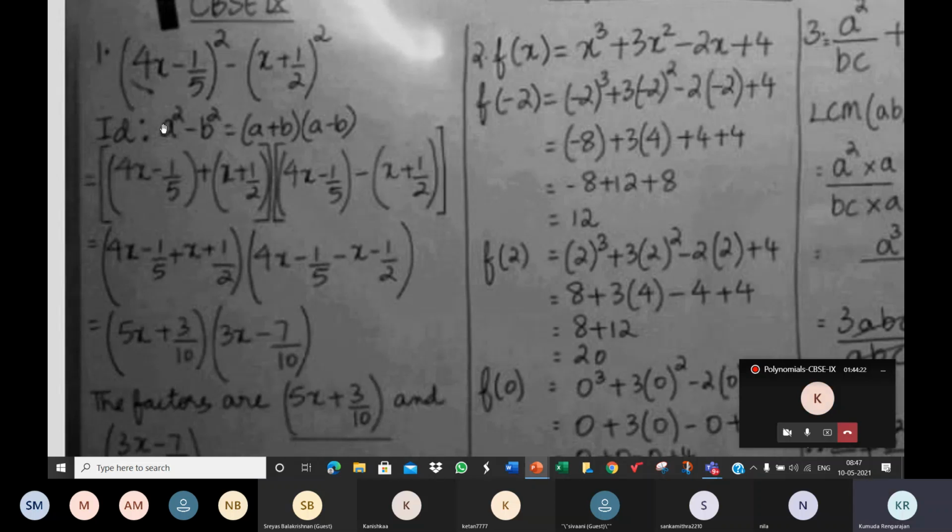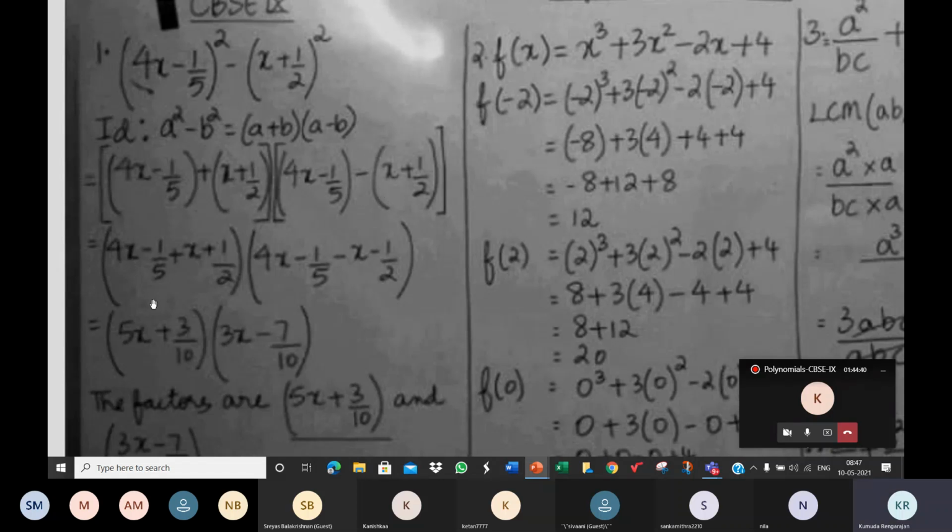So see, if you can identify the identity correctly, the identity has both the question and answer in it. So the question is like this, the given thing is like this, this is the answer. A and B must be replaced with these expressions. Then simplify by opening the brackets.